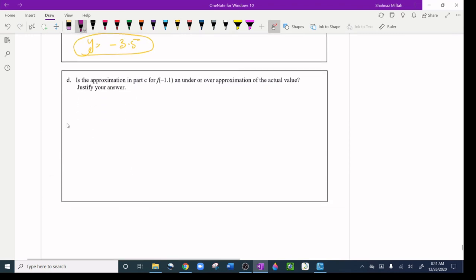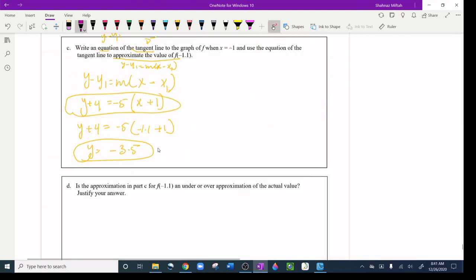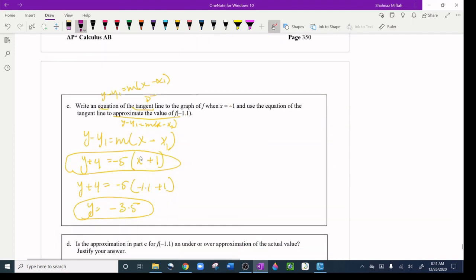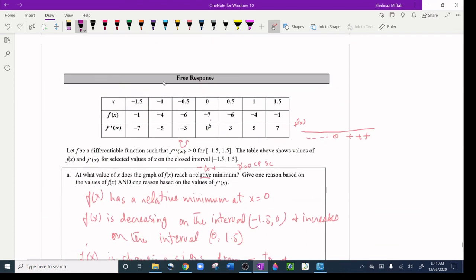Part D: is the approximation in part C for -1.1 an under or over estimate of the actual value? Justify your answer. So we're going to see, at -1, what's going on with the f double prime. Is it concave up or concave down? So since I can tell this is -1 and this is f prime, if f prime is increasing, then f double prime is positive, so it is concave up.